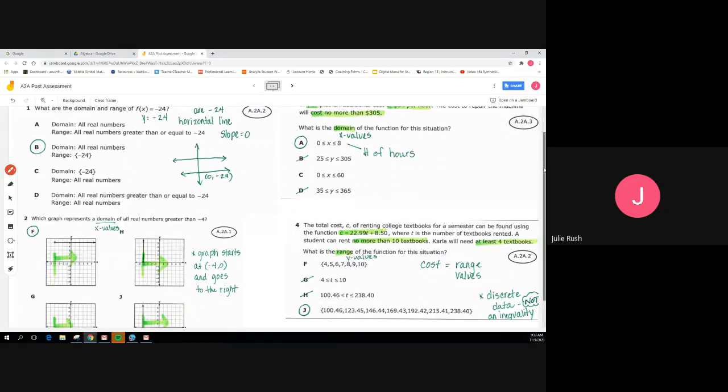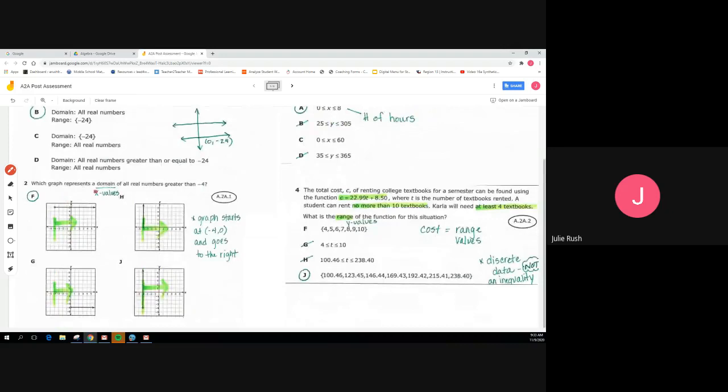Number 2 says which graph represents a domain of all real numbers greater than negative 4. Remember that the domain is your x values, and so those are the values on your x-axis moving left to right. And so you'll notice I drew a little arrow on the function showing where the numbers are greater than negative 4 in the domain, which is on the x-axis.